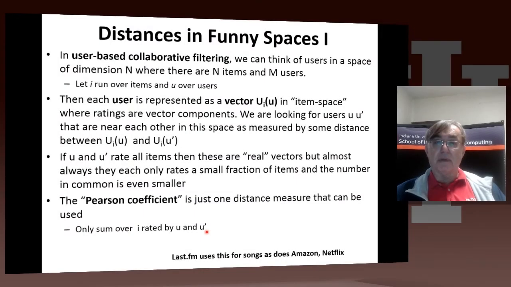So I pointed out that we have these funny spaces for collaborative filtering. We have two types of ways of doing collaborative filtering. One is so-called user-based. We're trying to find users that are near each other. So every user is a point in a space, and we're trying to find which points are near what other points in that space. And so each user is in a space of dimension n, where we have n items.